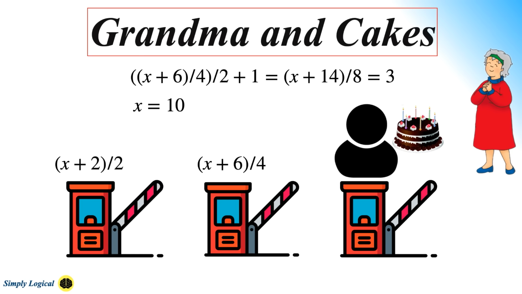So, if there are only 3 bridges, the number of cakes you have to leave home with to make sure that you arrive at grandma's with exactly 3 cakes is 10 cakes. This is the generalized solution. You can use this technique for any number of cakes.